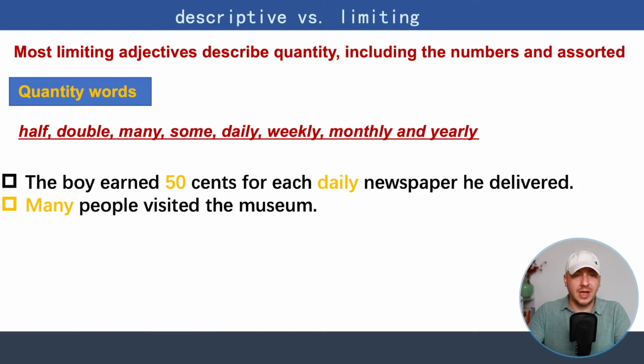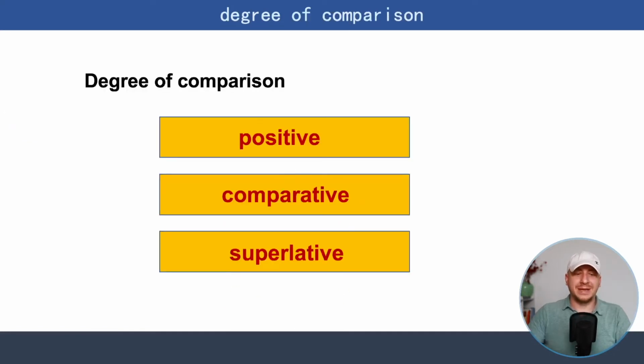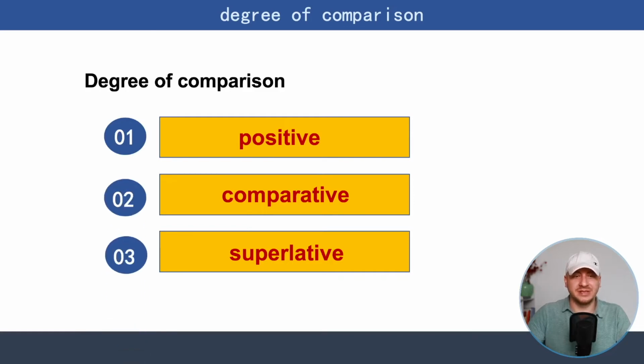Another example we have is, many people visited the museum. So many also limits the noun people, right? So it's not telling us whether the people were short, tall, maybe young, old, right? So we don't have more information about people. Many adjectives have different forms to indicate their degree of comparison. There are three levels of comparison. We have positive, comparative, superlative.